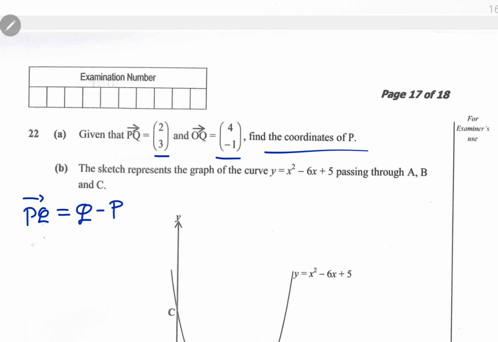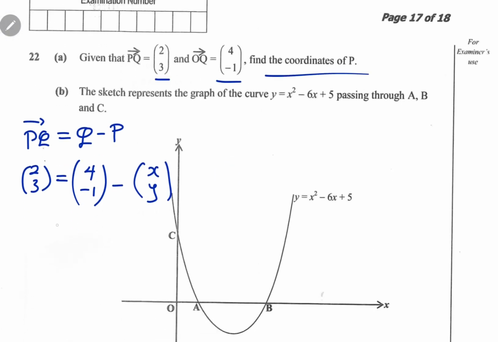So here we have PQ, which is (2, 3). Then equal to Q, which is (4, -1), then minus P, which is (x, y). Okay, so what is going to happen? So (2, 3) equals (4 minus x, negative 1 minus y). We are going to subtract 4 minus x, then negative 1 minus y.